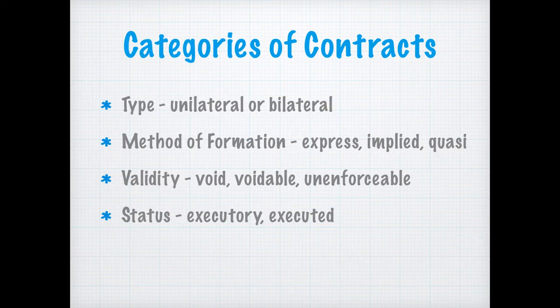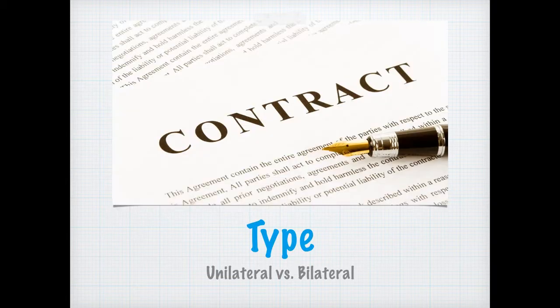Now there's 4 different categories of contracts. We're going to cover all 4 of these categories in today's slideshow. You've got your type, which is either unilateral or bilateral. You have your method of formation, which is either express, implied, or quasi. And then you talk about the validity of the contract. Is it void? Is it voidable? Is it unenforceable? Or, the one that's not listed there is valid. You have a lot of valid contracts as well. And then the status, is it an executory contract or has it been executed? So let's dive right into type.